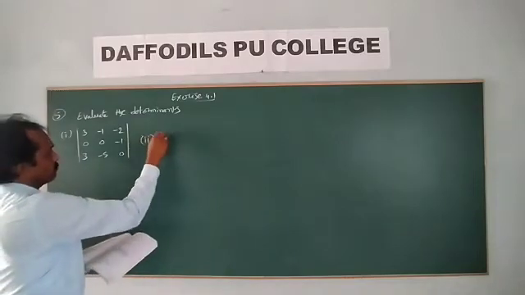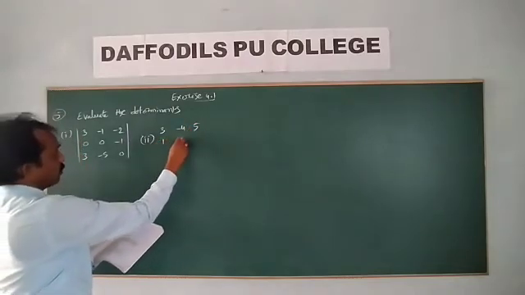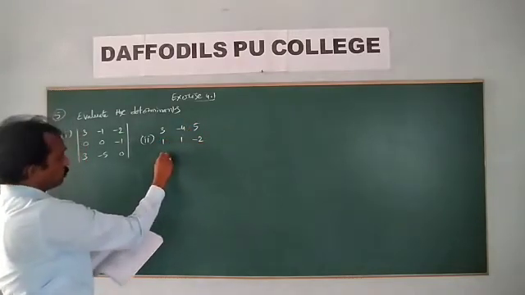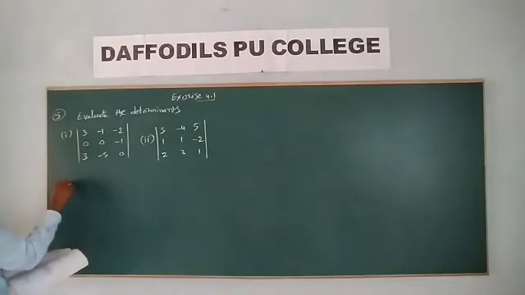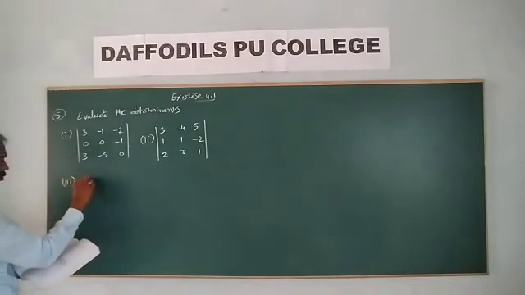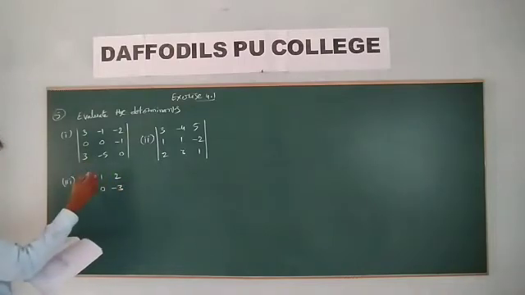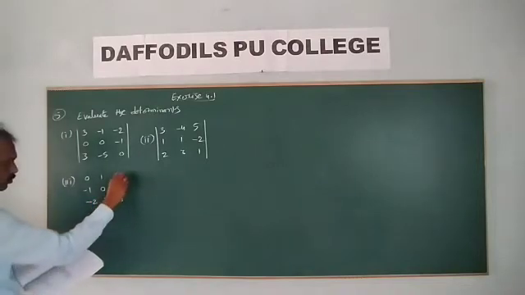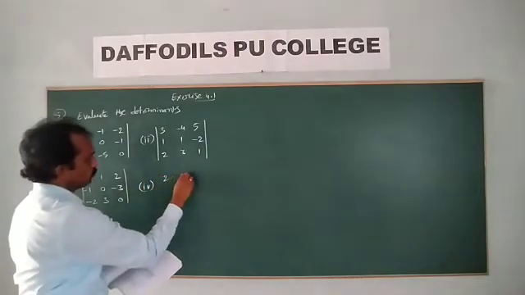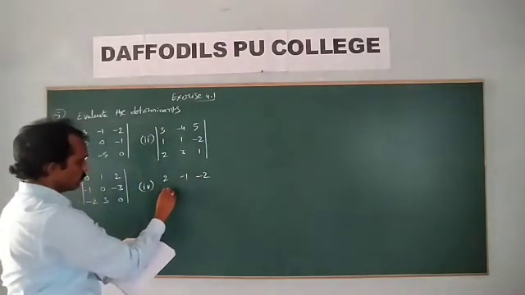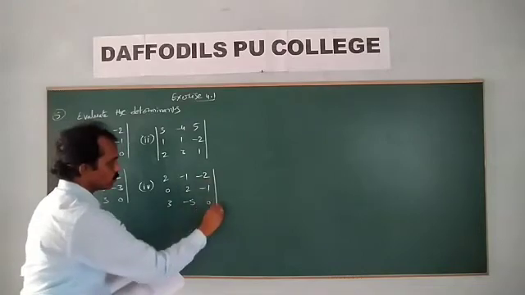Second problem: 3, minus 4, 5; 1, 1, minus 2; 2, 3, 1. These are all 3 by 3 matrices. And solve the next: 0, 1, 2; minus 1, 0, minus 3; minus 2, 3, 0. Fourth problem: 2, minus 1, minus 2; 0, 2, minus 1; 3, minus 5, 0.